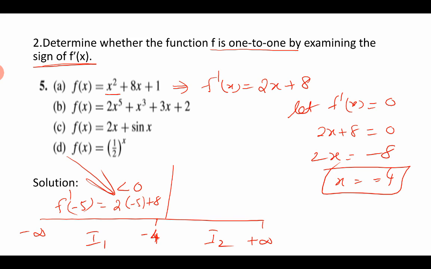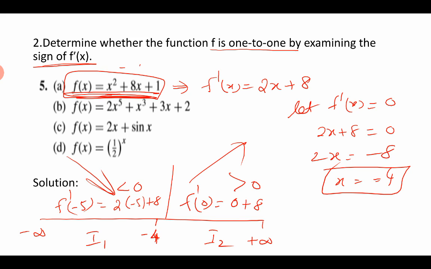In the second case, take 0. Actually, 0 is in this interval. So f prime of 0 is 2 times 0, 0, plus 8. This is positive, so this function is increasing. The natural domain of this function is negative infinity to positive infinity. In this domain, the function is decreasing and of course increasing.